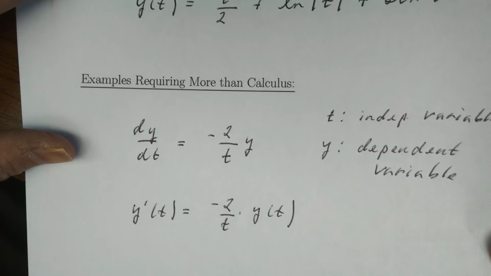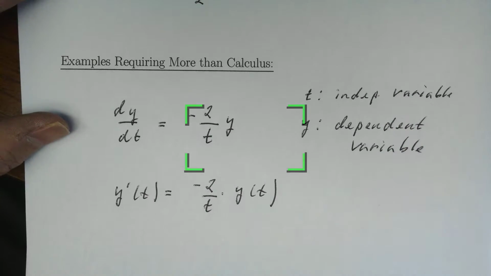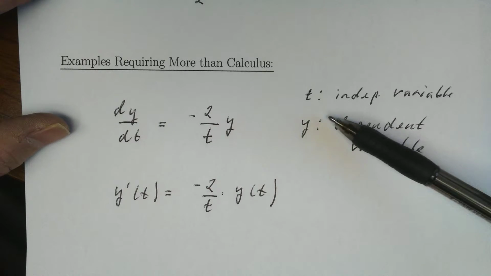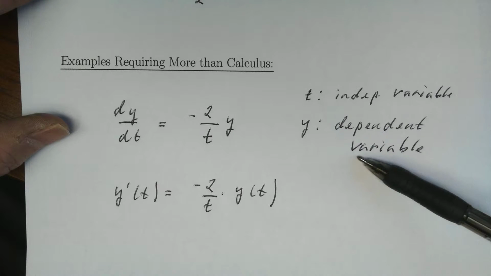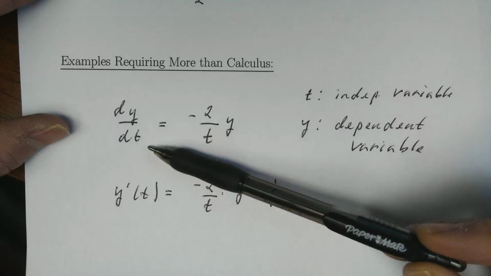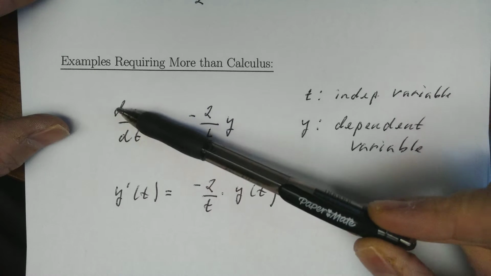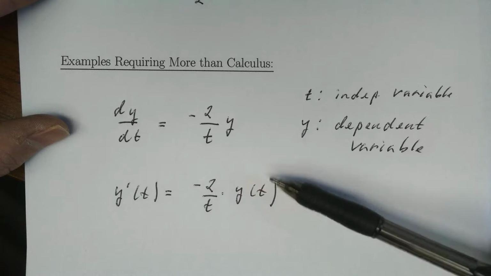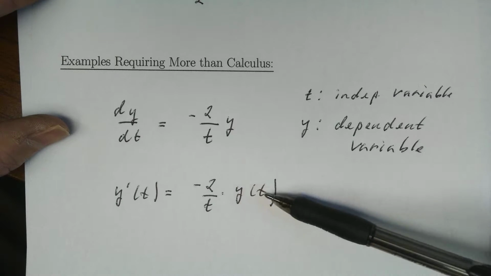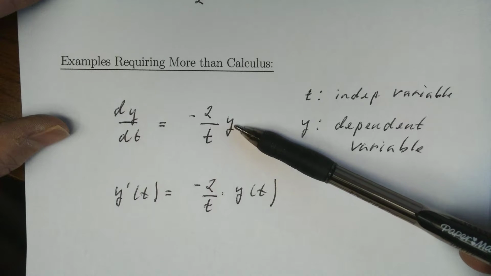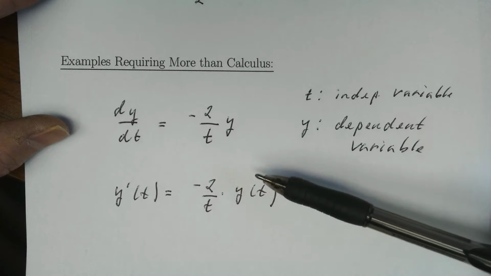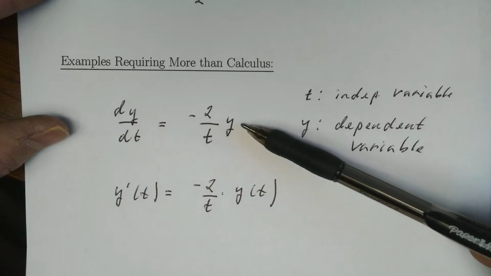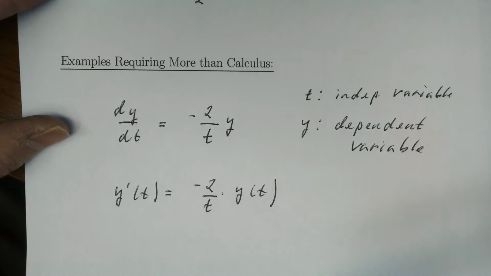In this class, we want to look at much more complex examples. Here's one. dy/dt equals minus 2 over t times y. Now again, t is the independent variable, y is the dependent one. We can rewrite this differential equation, dy/dt, as y prime of t, and we can write y as y of t. Typically what we'll do is replace y of t with y. Perhaps it's out of laziness, but we say that we've suppressed the t here. So just bear in mind that this y is really dependent upon t.